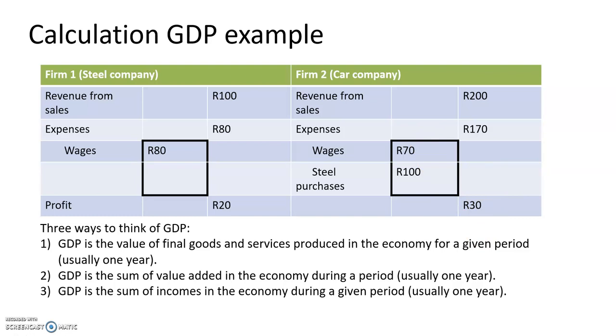So, the three ways to think of GDP. Number 1, GDP is the value of final goods and services produced in the economy for a given period, usually 1 year. Number 2, GDP is the sum of value added in the economy during a period, usually 1 year. And number 3, GDP is the sum of incomes in the economy during a given period, usually 1 year.